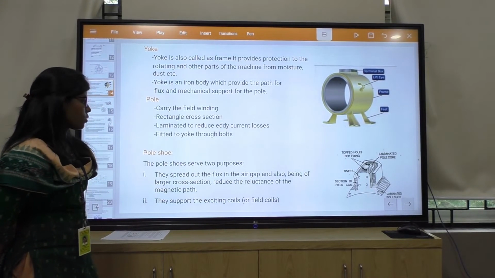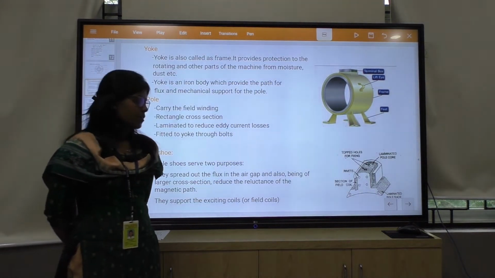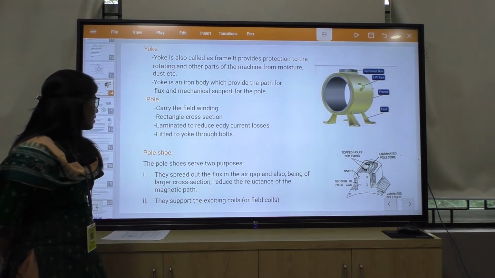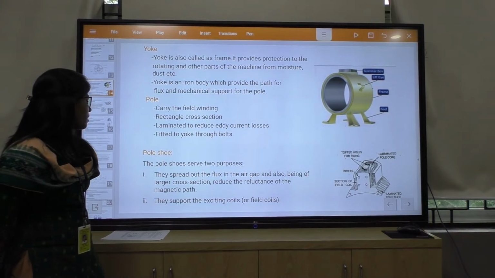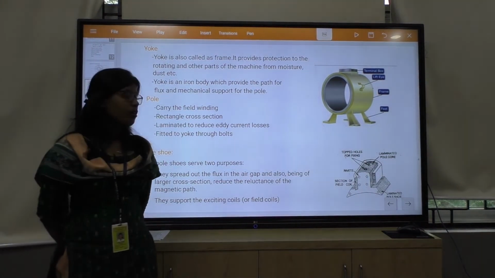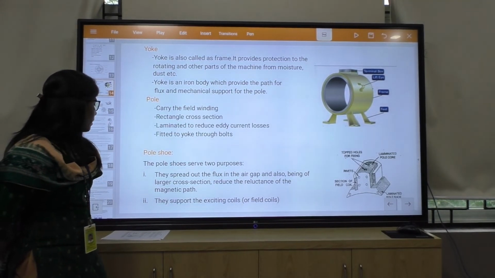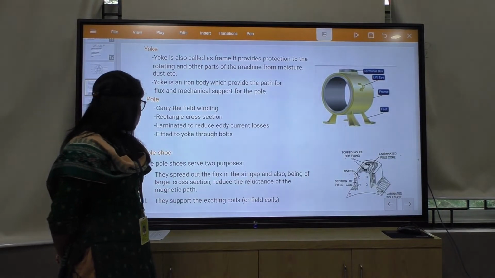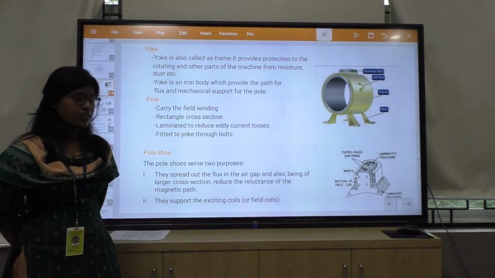Next, pole shoes. Pole shoes serve two purposes. First, they reduce the reluctance of the magnetic path because they spread out the flux in the air gap. Second, the pole shoe supports the exciting coils or magnet field coils.